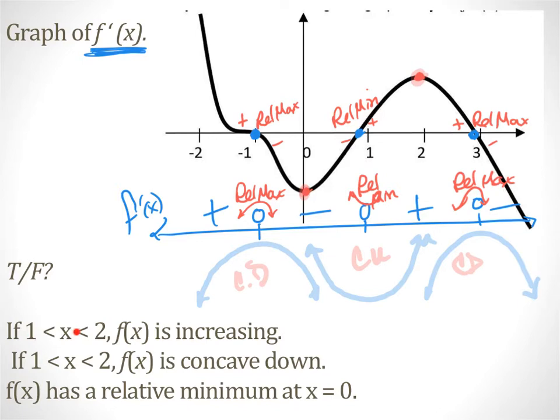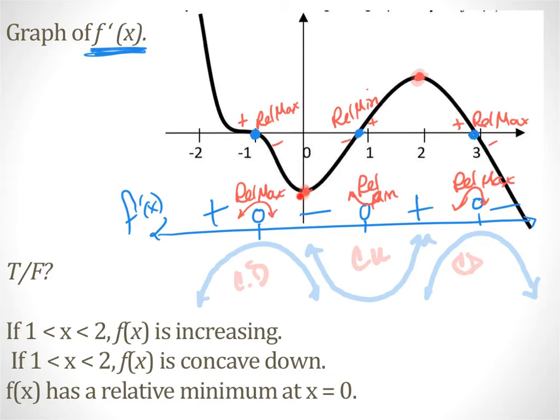From 1 to 2, is it increasing? And the answer is here from 1 to 2, is this function increasing? The answer is yes, it's increasing there, so that's true. From 1 to 2, is it concave down? Well, it is concave up here, so the answer is false for that one. It has a relative min at 0.